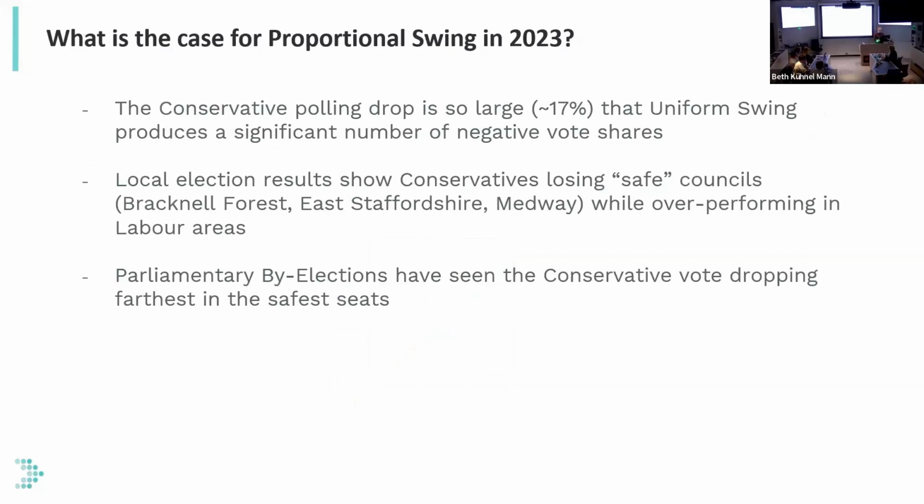As John was talking about, there is a case for proportional swing now, which is maybe stronger than it was before, partly because the Conservative drop is so large that if you use a uniform swing, in like 100 constituencies their estimated vote share is negative, which is impossible. There's also some real world election evidence of some sort of proportional swing. The Conservatives are doing really badly in their heartland areas, both in local elections and in by-elections, thinking about places like North Shropshire, Cheshire and Amersham, a whole load of seats.